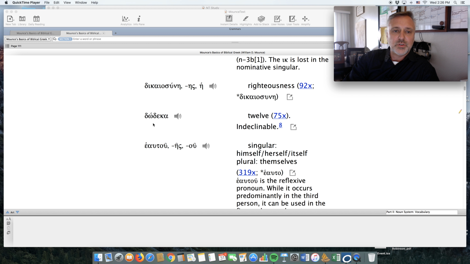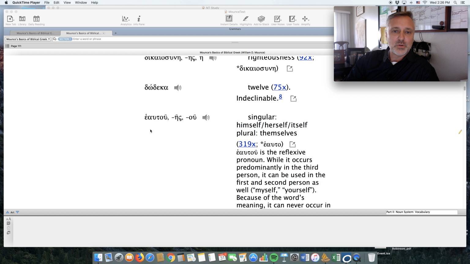Dodeka. It means 12. Deka is 10. Do is 2, so 10 and 2 is 12. You can guess why 12 is a word that occurs quite a bit in the New Testament. So you got 12 tribes, you got 12 pillars, you got 12 apostles. There you go. It also does not change in its form. You can see that.